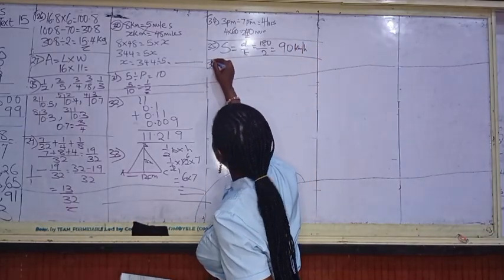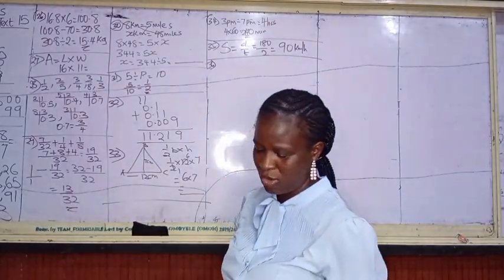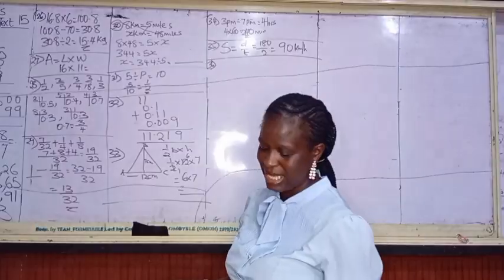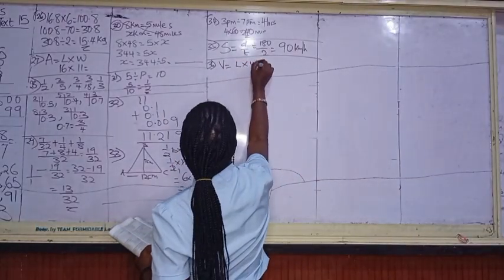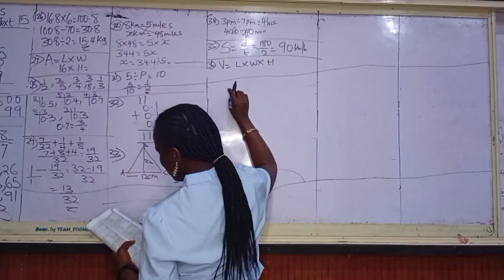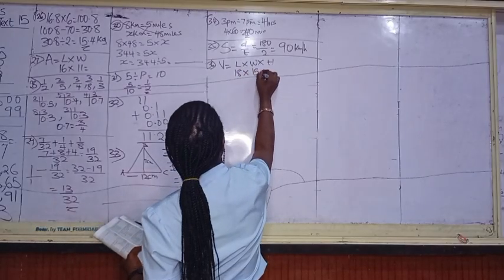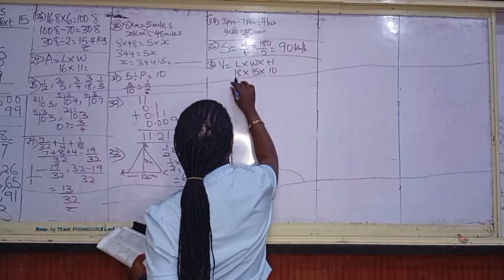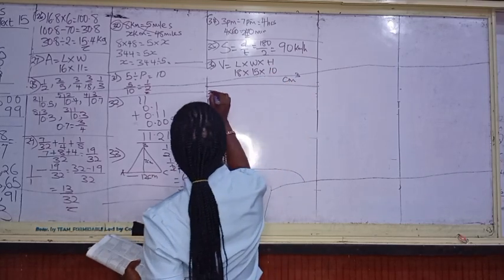Number 37. What is the volume of a box 18 centimeter long, 15 centimeter wide, and 10 centimeter height? The formula is length times width times height. So we are told that this is 18, this is 15, and this is 10. So we multiply it together and we have our answer in centimeter cube.